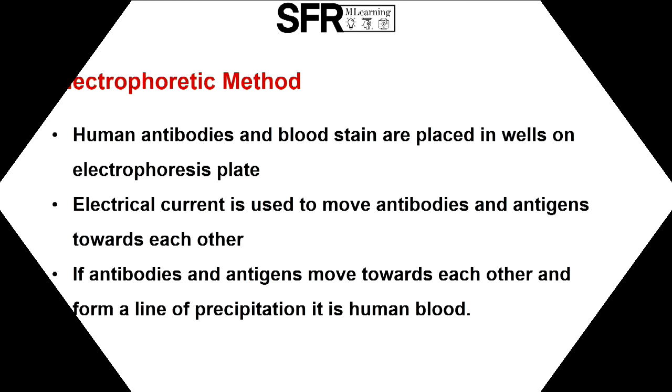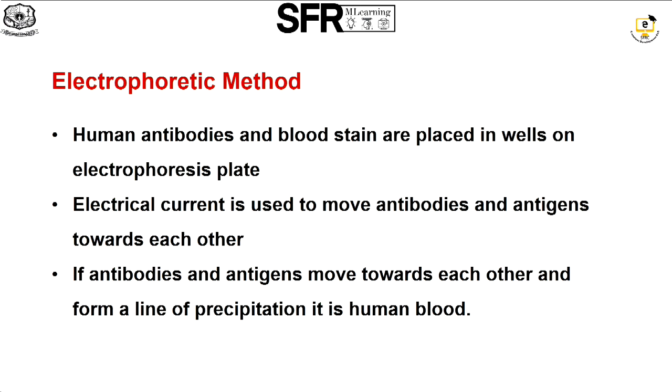Next test, electrophoretic method. It uses human antibodies, and blood stains are placed in wells on electrophoresis plates. Electrical current is used to move the antibodies and antigens towards each other. If antibodies and antigens move toward each other and form a line of precipitation, it is human blood.